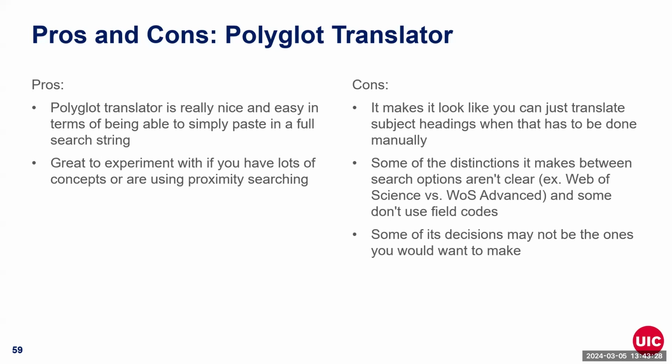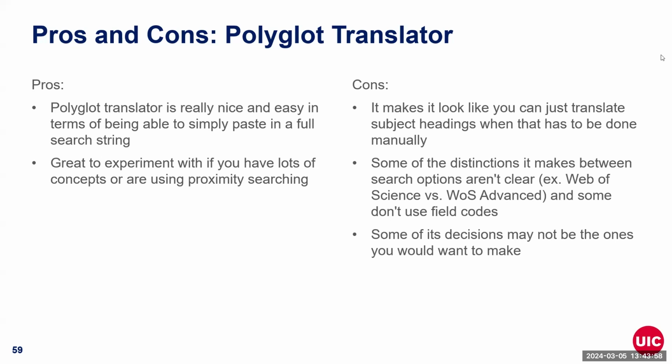Cons, it looks like you can just translate the subject headings when that has to be done manually. At one point, they had more guidance on that, I can't remember if it was literally in red, but they gave a little bit more guidance on that. They do seem to be actively working on it, so that may come back again. But at least when I was more recently working, there was nothing really that seemed to be giving me a reminder that I would need to be doing that myself.